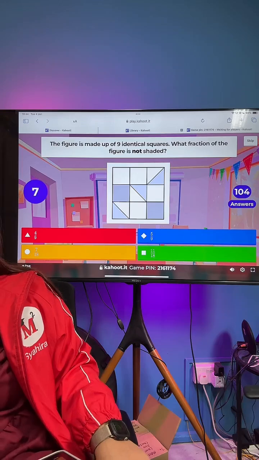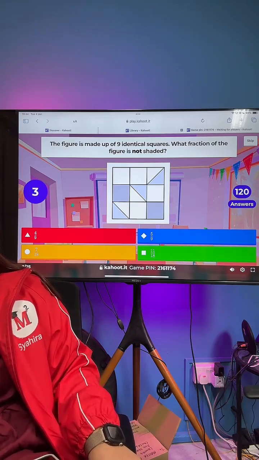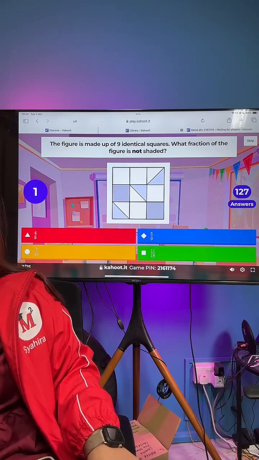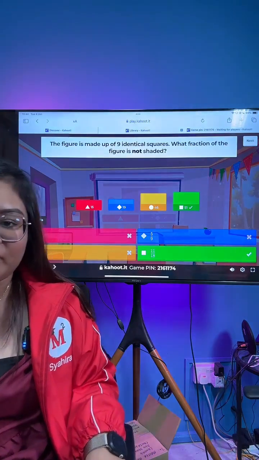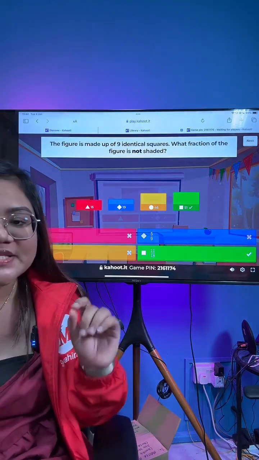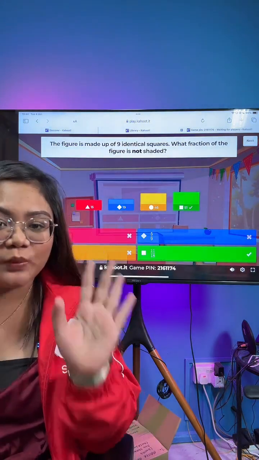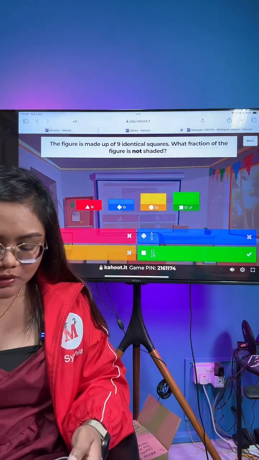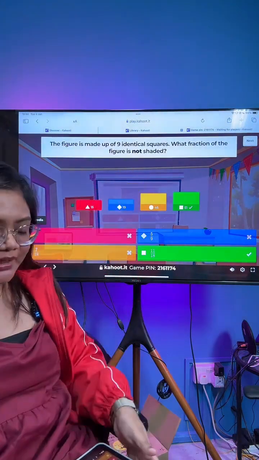Alright, let's see. Alright, very nice. Ooh, 130 of you are online right now. That's great. Okay, so the circle is not right because we want not shaded. Okay, we want not shaded. Alright, so for those of you who forgot to read, it says not shaded here, yeah?